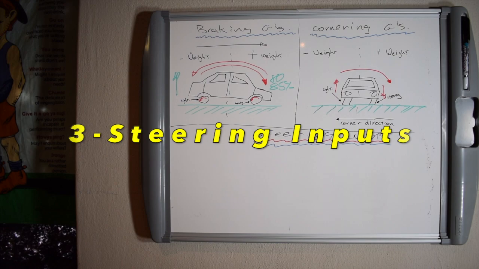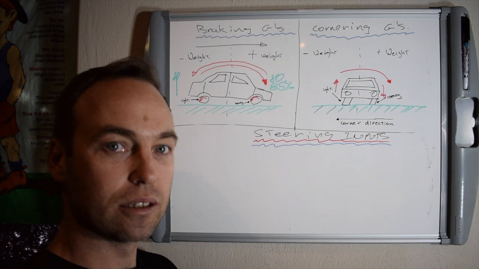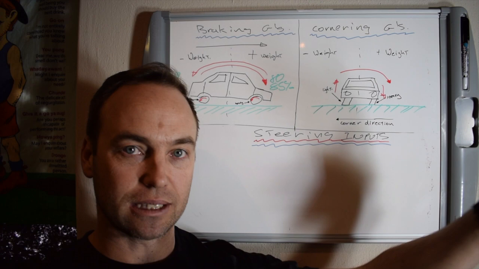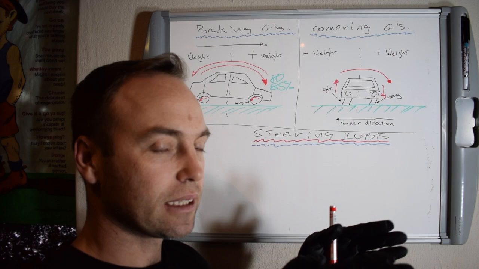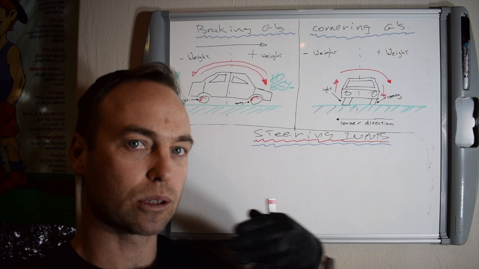Okay, the next thing we're going to talk about is steering inputs on a front wheel drive car. Steering inputs are critical to maximizing corner entry, mid-corner and corner exit. Specifically corner exit, because you're always setting the vehicle up for your corner exit, because corner exit is everything. Especially if you have a long straight, you need to really maximize your corner speed and the exit to gain the most out of the straight.